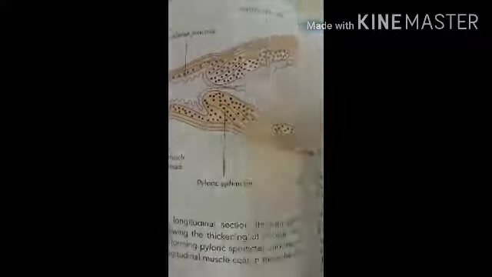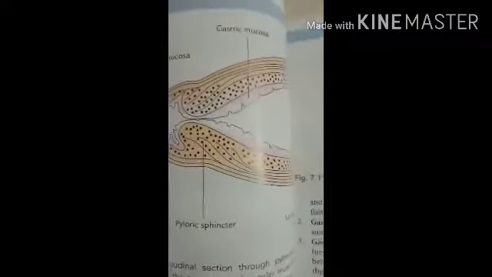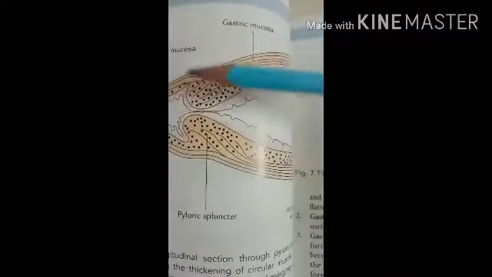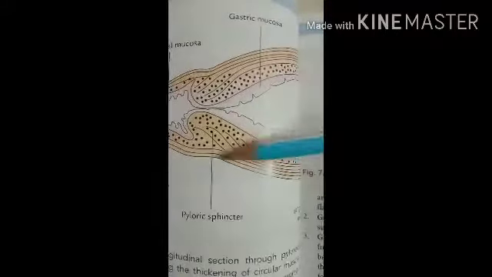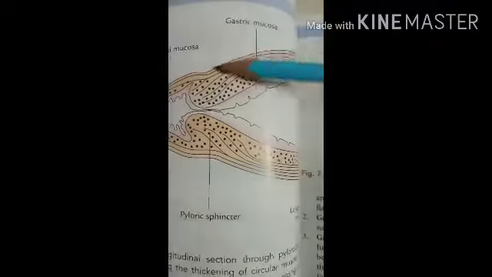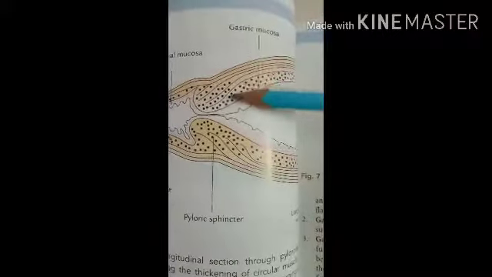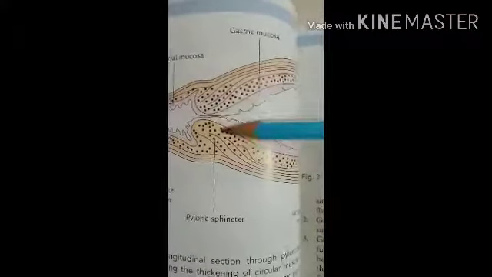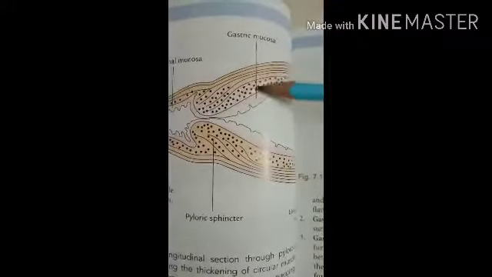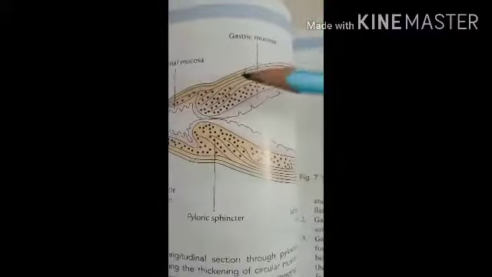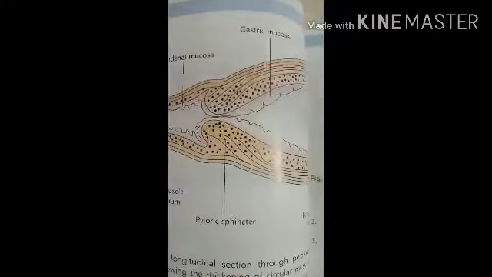The muscular layer is made up of 3 layers of unstriped muscle: the outer longitudinal coat and the middle circular coat. Here you can see these longitudinal fibers, that is the longitudinal coat. Then the middle is the circular coat. Here you can see the dots, that is the circular coat, and the innermost is the oblique coat. Okay? So these 3 coats form the muscular layer of the stomach.